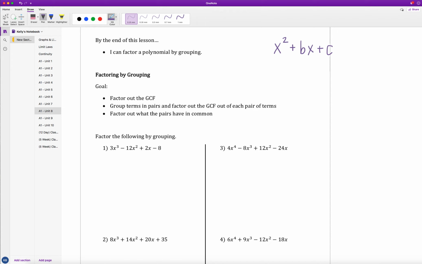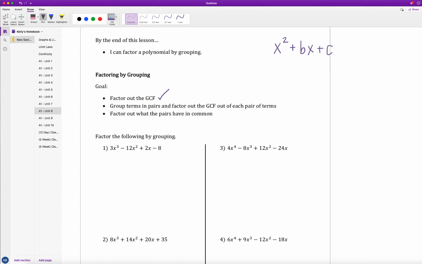So for factoring by grouping, the goal is to first factor out the greatest common factor. This is the first step that we should be doing on any type of factoring problem: we want to make sure that we're factoring out that greatest common factor first so that what is left over is reduced as much as possible. That will make our life easier as we continue to factor the stuff that is left over. The second thing that we're going to do here is group the terms in pairs.